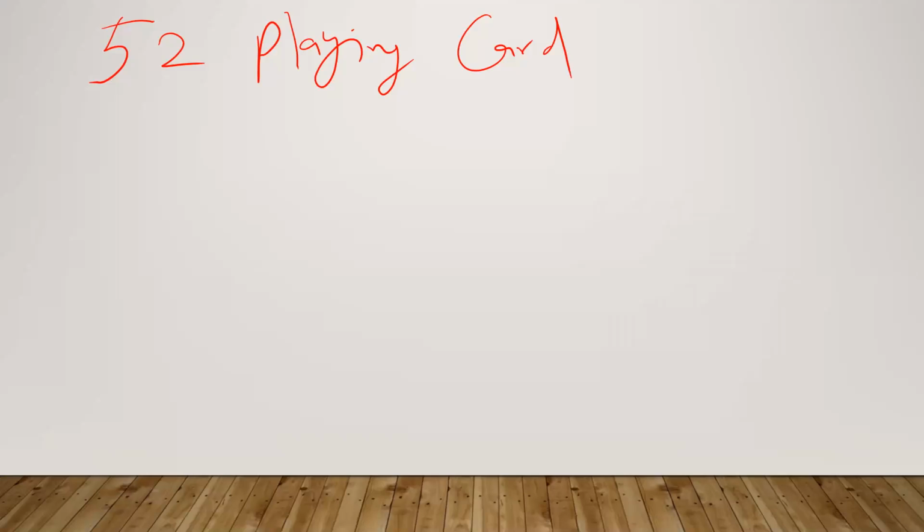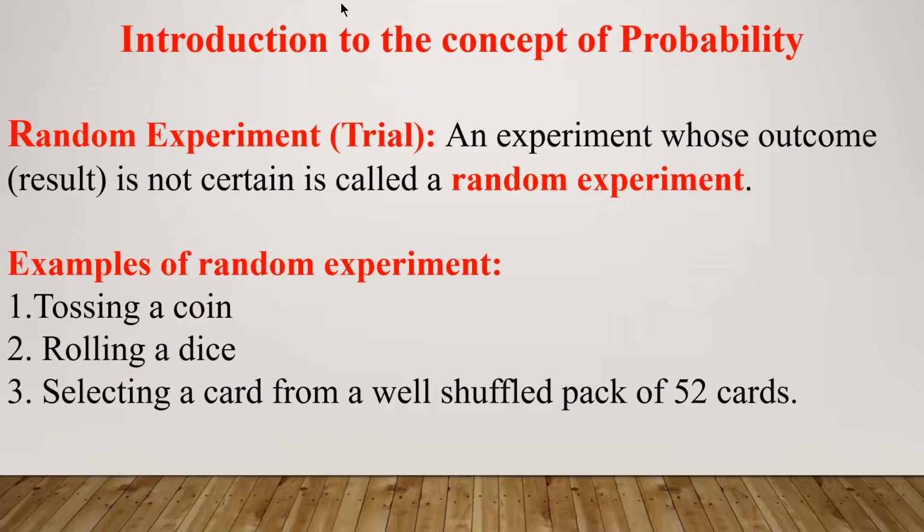Okay, so such experiments are given a name called a random experiment. So we'll define here: what is a random experiment? An experiment whose outcome or result is not certain is called a random experiment. Examples of random experiments: tossing a coin, rolling a dice, or selecting a card from a well shuffled pack of 52 cards. Or the example which I just gave you, picking one ball from a box containing different colored balls. Okay, so these are some of the examples. You may have many more such.